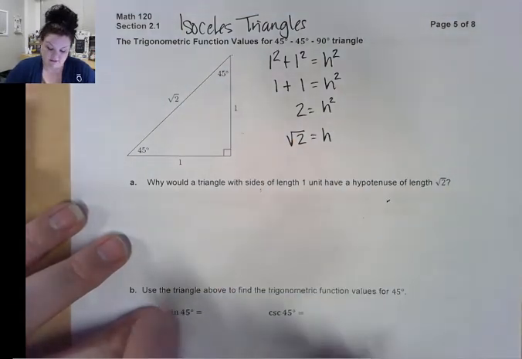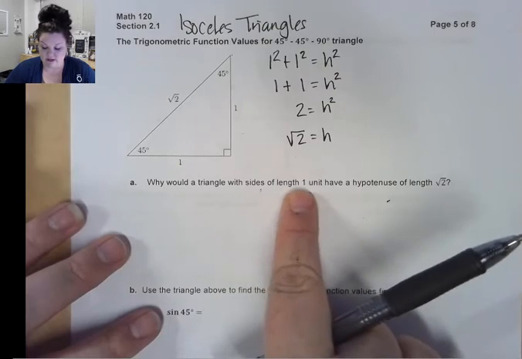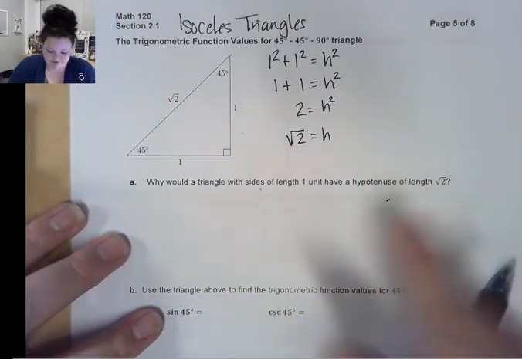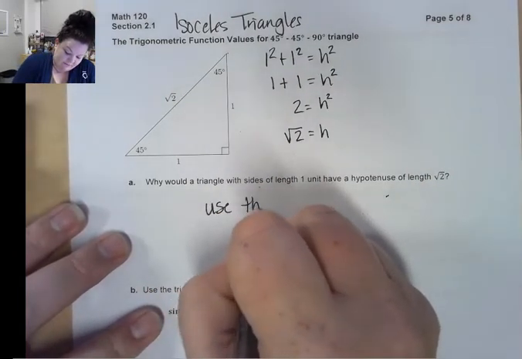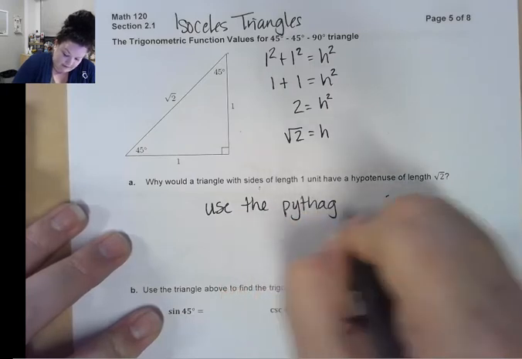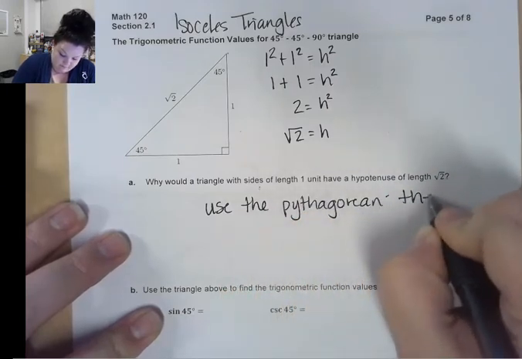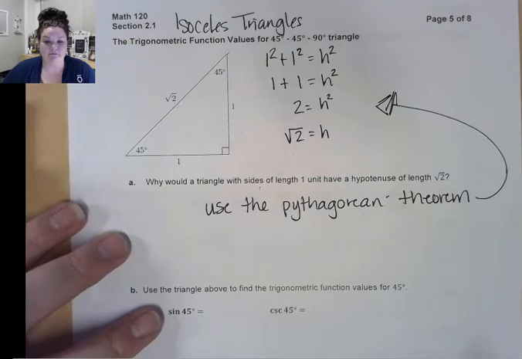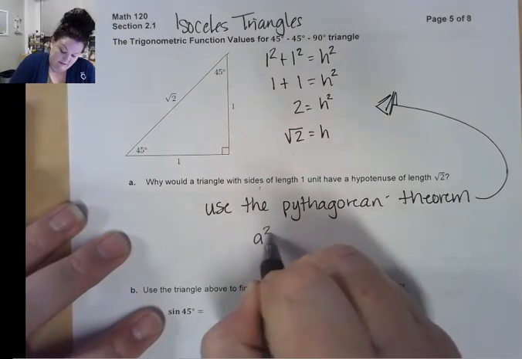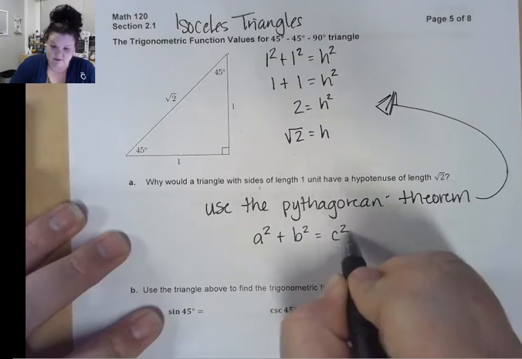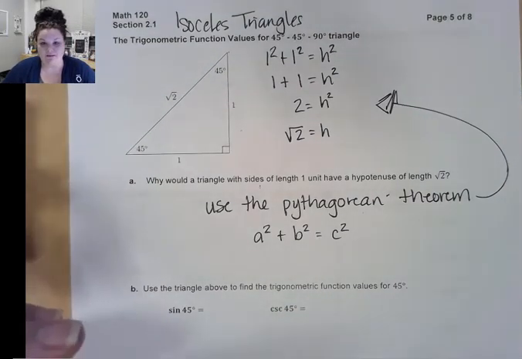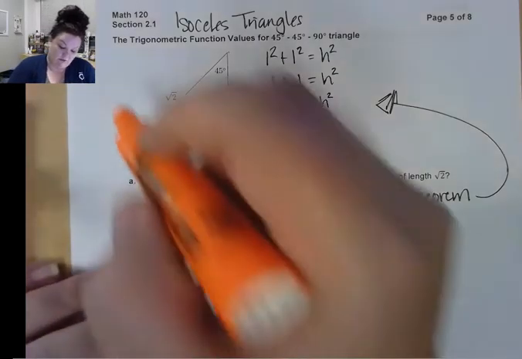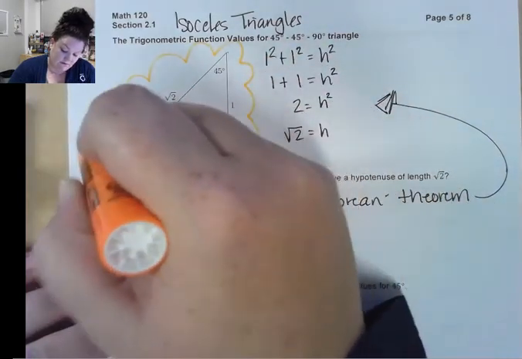Okay. So here it says, why would a triangle with sides length 1 unit have a hypotenuse length? Oh, I just did what I should have done here, right? So to find this, we just use the Pythagorean theorem, which we already did. Okay. Use the Pythagorean theorem. A squared plus b squared equals c squared. Okay. Now again, I'm not going to make you label those, but again, this is the triangle that you are going to have to remember the lengths on.